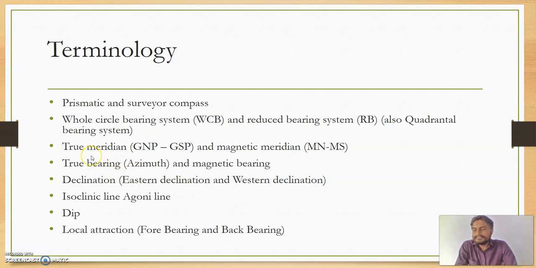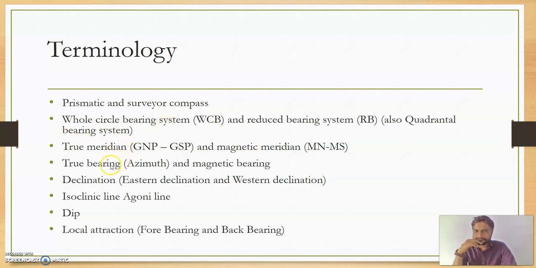First, what is a true meridian and what is a magnetic meridian? True meridian is nothing but an axis passing through the geographical north pole and geographical south pole. Similarly, magnetic meridian is an axis passing through magnetic north and magnetic south. Our compass, either prismatic compass or surveyor compass, has magnetic north as well as magnetic south. So the axis passing through these two poles is known as magnetic meridian.